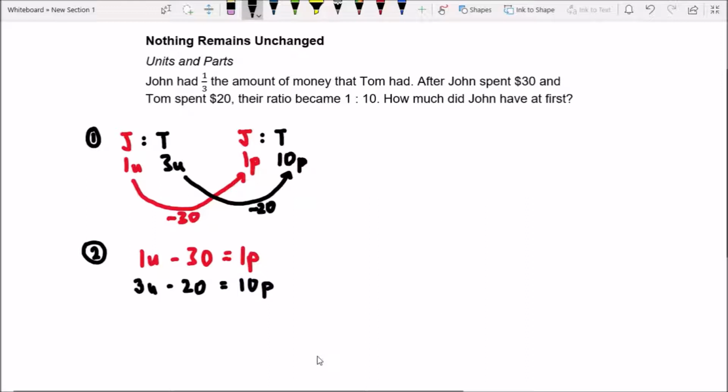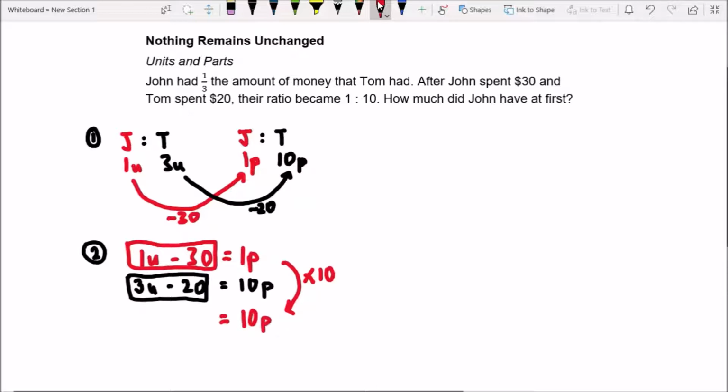Now, draw a box around the equations on the left side of the equal signs like so. We see that the red box equals 1 part and the black box equals 10 parts. We want the 2 boxes to be equal. We know that if we multiply 1 part by 10, we can get 10 parts. So, we can make the red box equal to the black box by multiplying by 10, which gives us 10 units minus 300. Remember to multiply everything inside the box by 10. Now we can see that the red box is equal to the black box because they are both equal to 10 parts. That's all there is to step 2.